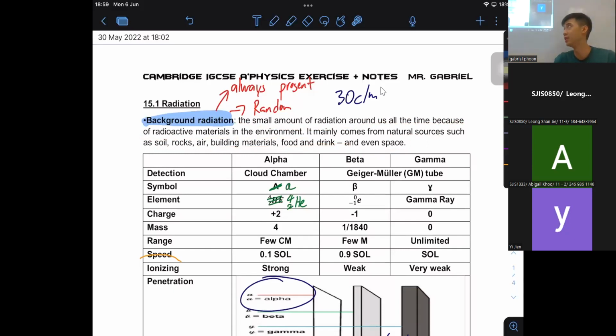Now, in your IGCSE syllabus, guys, on top of your half-life radiation count, they'll usually include the background radiation count as well. I'll show you the example later, but for now, you just need to know that background radiation is forever around us. We are not going to die from this background radiation, and it will usually come from space, rocks, soil, building materials, and even some of your food and drinks.